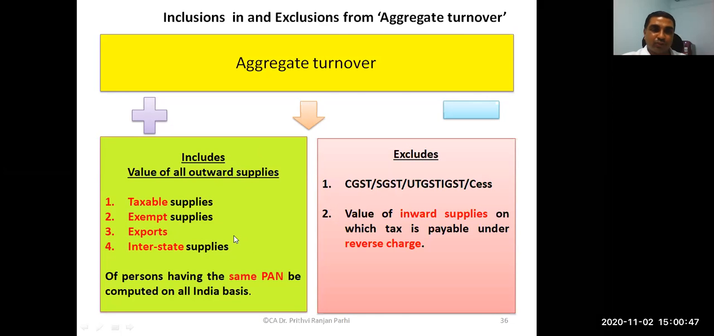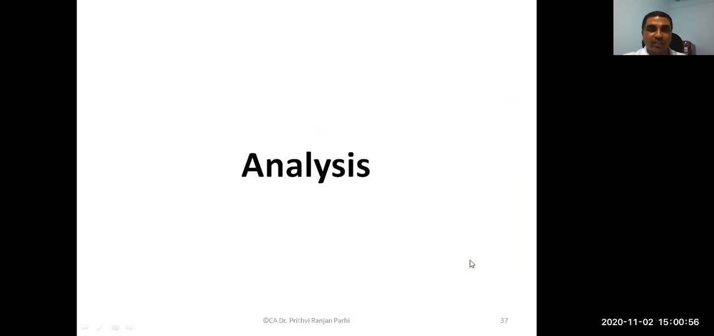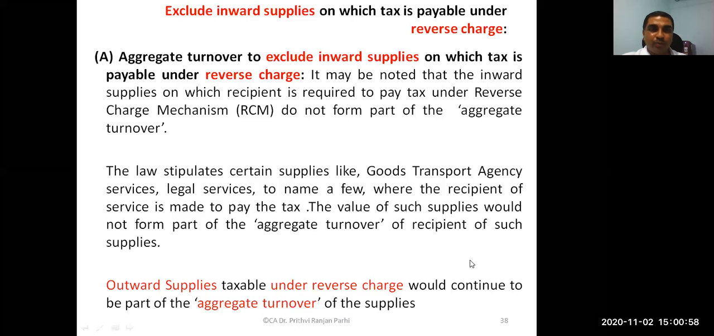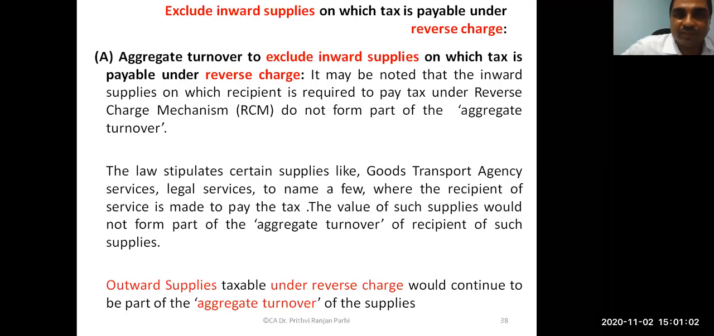So this particular chart shows what are the things that we include in the aggregate turnover and what are the components that are to be excluded from aggregate turnover. Both the things are here. Now today we will be analyzing whatever we have discussed so far. First of all, one concept we just discussed, that the aggregate turnover excludes the value of inward supplies on which tax is payable on reverse charge basis. Did you understand this concept?